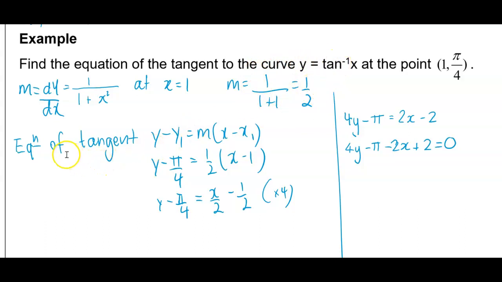Using the gradient point formula, the equation of the tangent gets substituted into here, and it's at this point here with a gradient of a half. So y minus pi over 4 is a half, x minus 1, expanding by the half. And not wanting to leave it in a fraction format, I've just multiplied everything by 4, and I've got this one up here, and then I've gone to the general form and popped everything onto the left. So that would be my equation of the tangent.